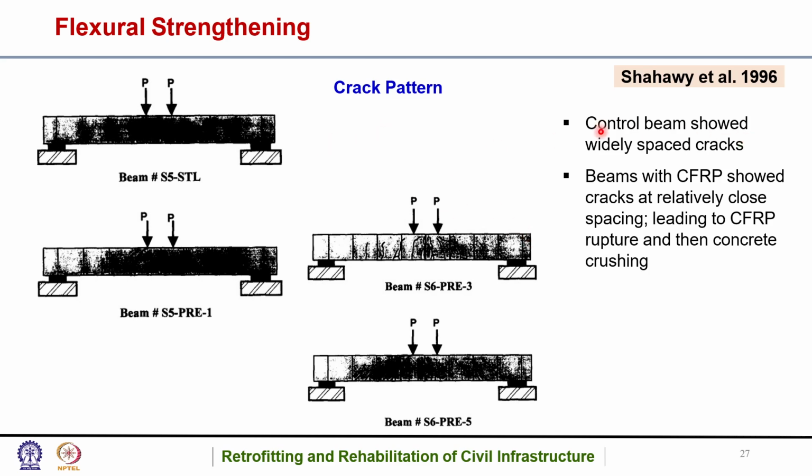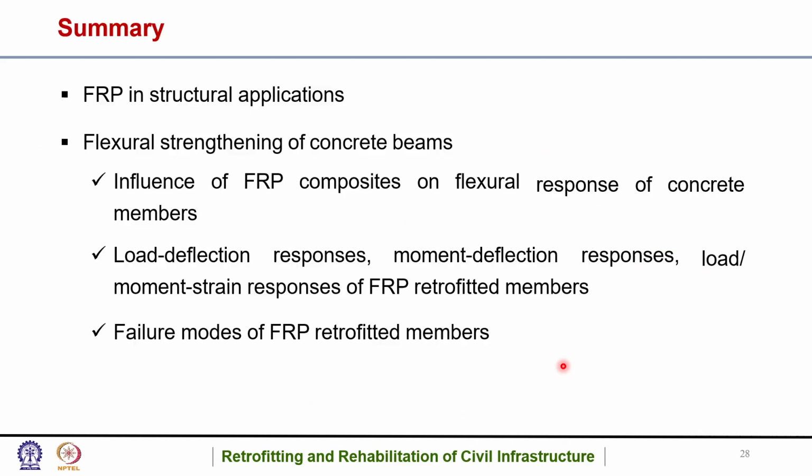Now they also showed the crack pattern. The control beam showed widely spaced cracks. This was the control beam, and beams with CFRP showed cracks at relatively close spacing. It led to CFRP rupture and then concrete crushing. So that was the pattern of how the failure occurred.